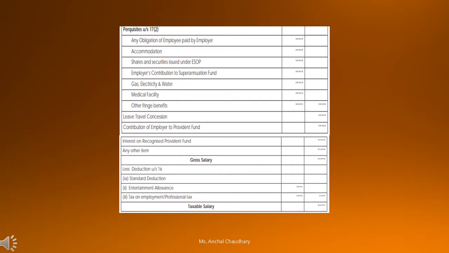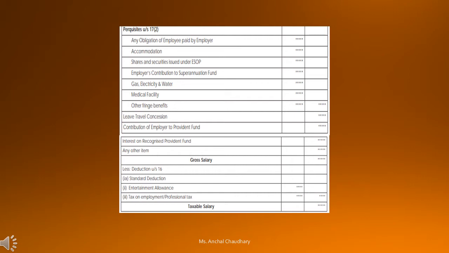So after writing down all the allowances, then next what you have to do is write down all the prerequisites which are available to an employee, like any obligation of the employee paid by the employer. Prerequisite is something which is beneficial for the employee, apart from your cash payment.